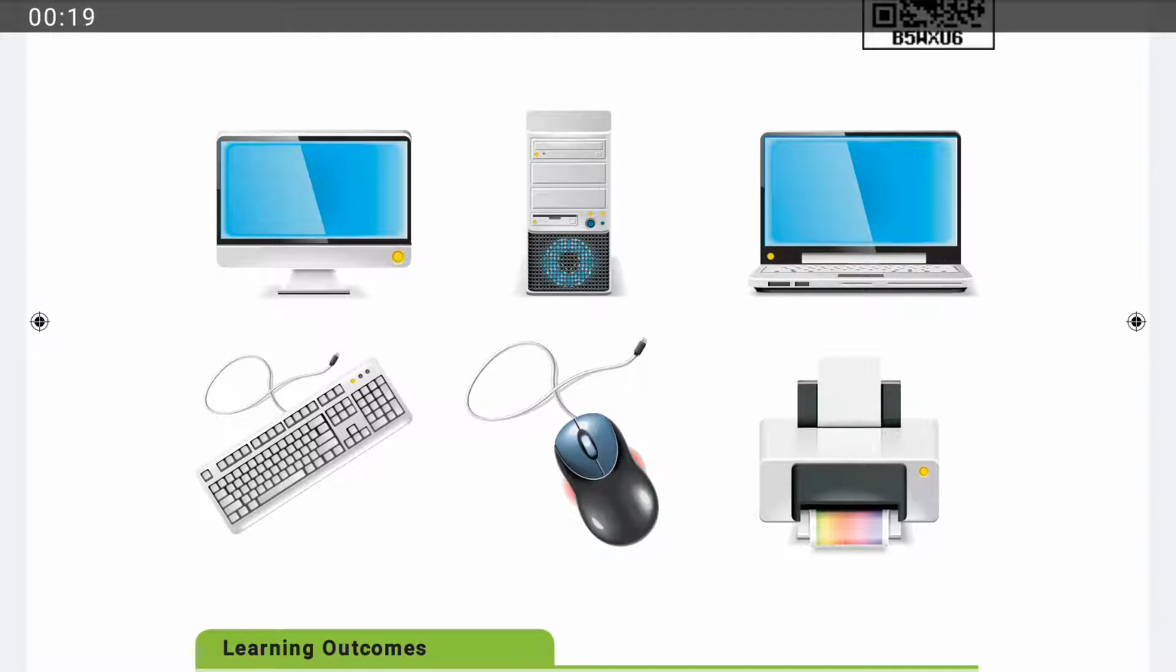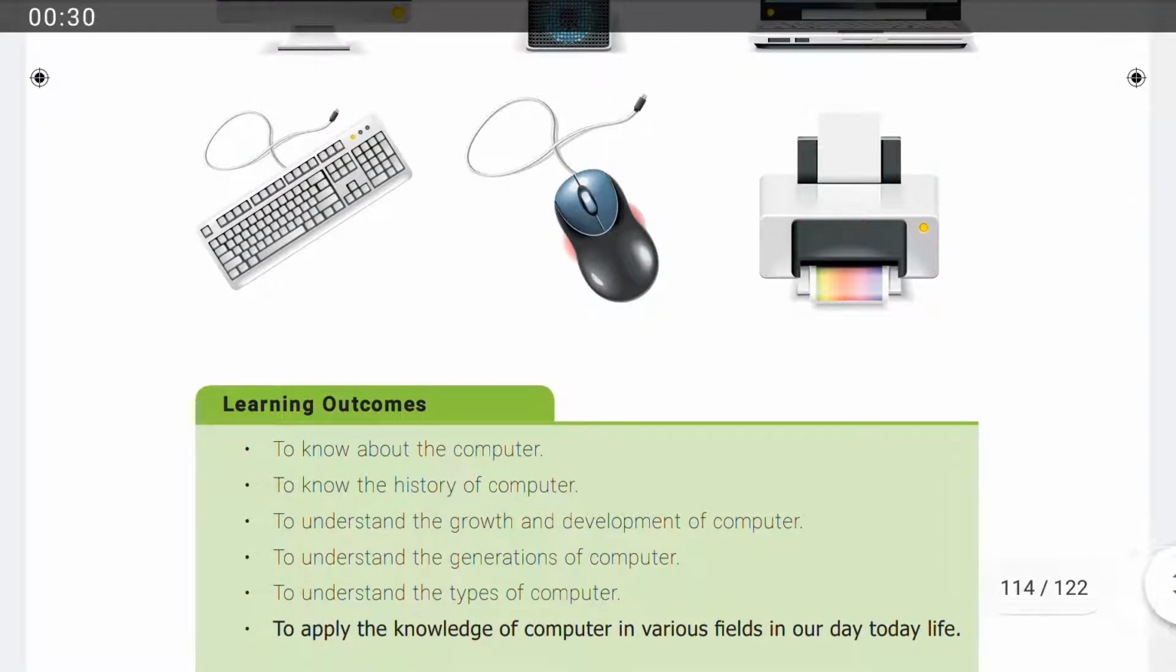I hope all of you already know about the computer, because in each and every house we have a computer. So today we are going to study the history of computer and also the growth and development of computer, and then understand the generations of computer, and last we understand the types of computer.